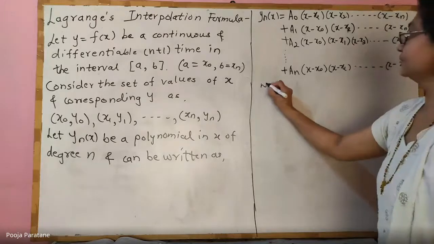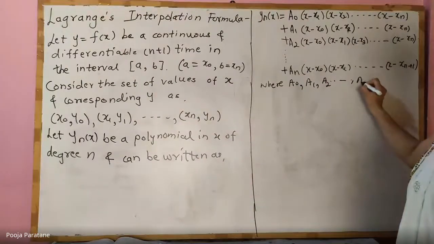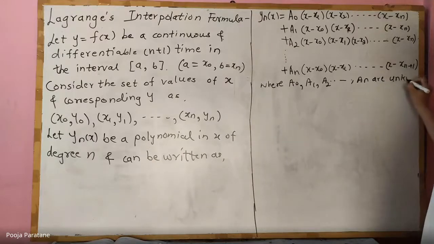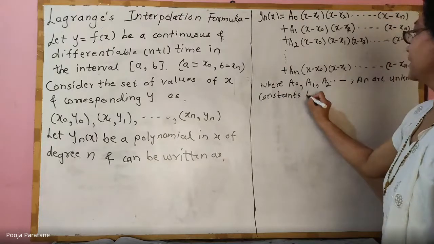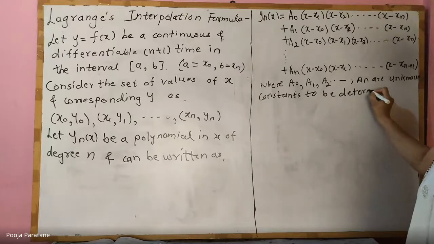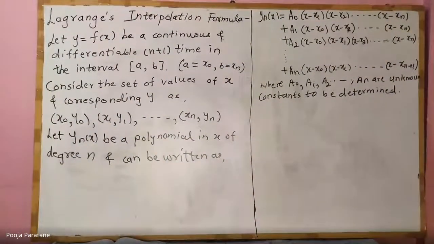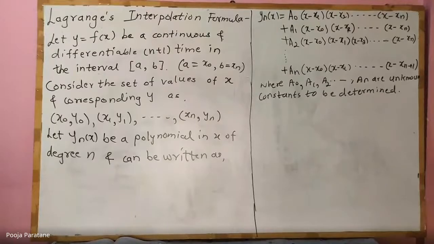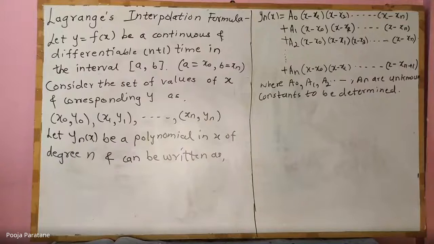Where a0, a1, a2, up to an are unknown constants to be determined. So we will use this given data of values of x and y. We can find the values of the unknown constants, that is a0, a1, up to an.